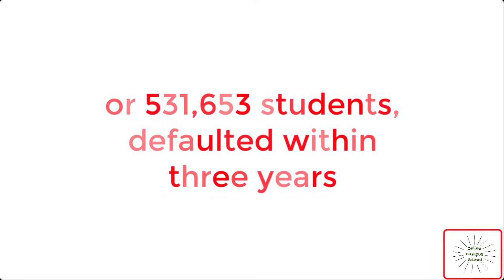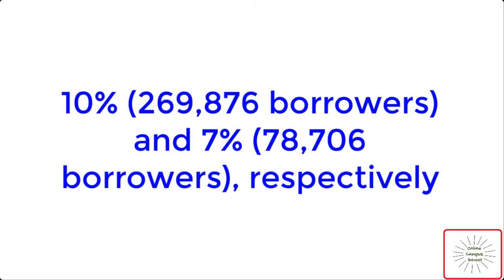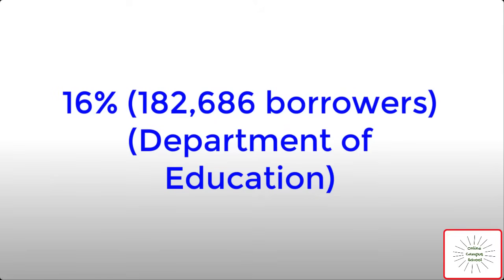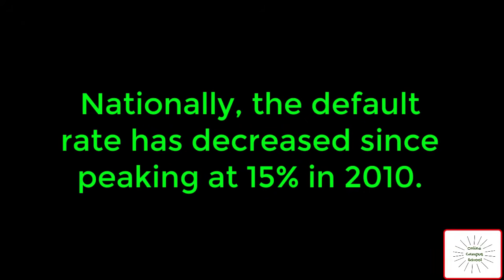To break that down, this rate was lower at public and private non-profit institutions: 10%, or 2,69,876 borrowers, and 7%, or 78,706 borrowers, respectively. It was higher at for-profit institutions: 16%, or 1,82,686 borrowers, Department of Education. So nationally, the default rate has increased since peaking at 15% in 2020.